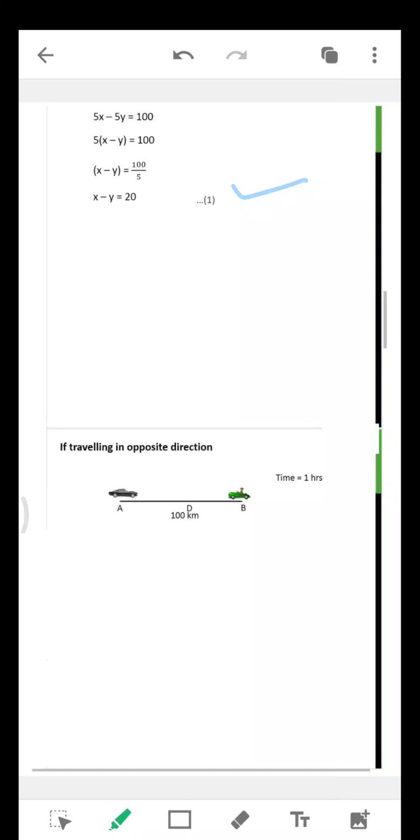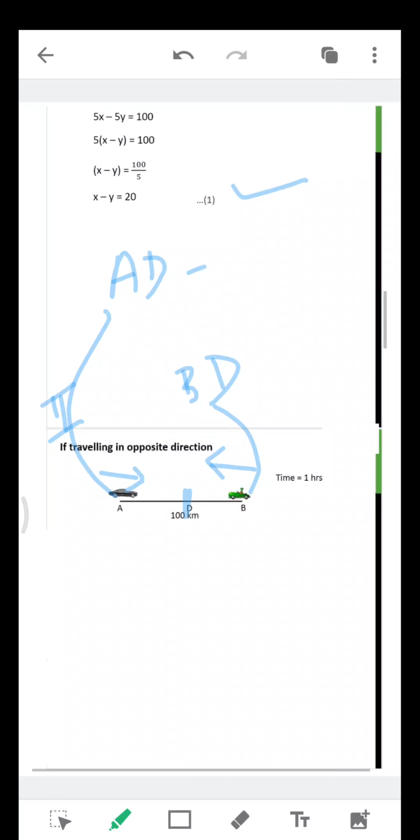This is the second case now. In the second case, I told you the police and the thieves are traveling in opposite directions. They are traveling towards each other and they meet at point D somewhere. So the distance between A and B is again 100 kilometers. What is the distance traveled by car A? Car A travels distance AD, and car B travels distance BD.